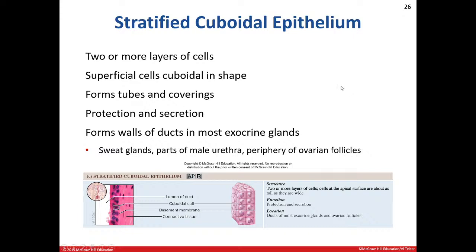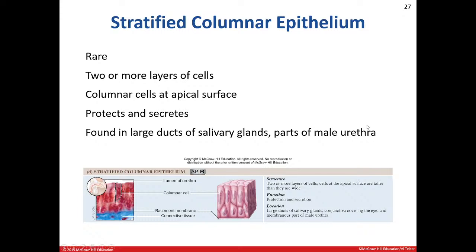So stratified cuboidal epithelium has two or more layers of cuboidal epithelium. They help form tubes and coverings to organs, therefore protection and secretion, and they form the walls of ducts in most of the exocrine glands. So you'll find them in the sweat glands, parts of the male urethra, and the outside of the ovarian follicles.